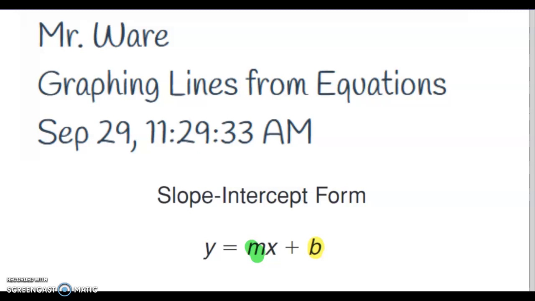So today we're looking at graphing lines from equations. Here you've got slope-intercept form, where y is equal to mx plus b. We're going to take the slope and the y-intercept and learn how to graph the equations. Alright, so let's take a look at a few examples.